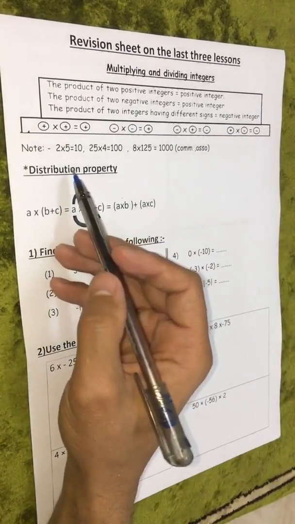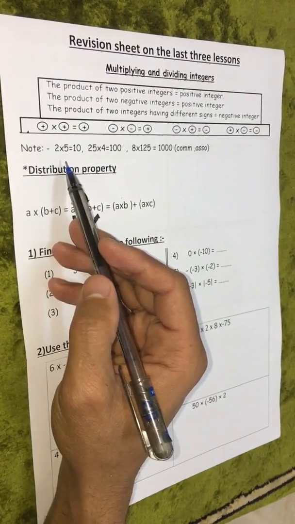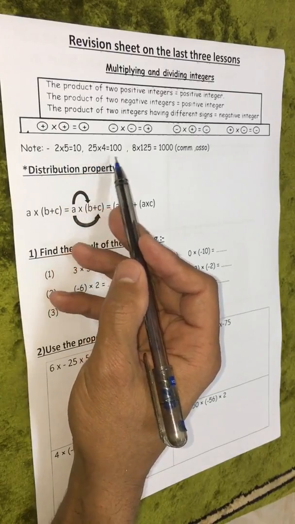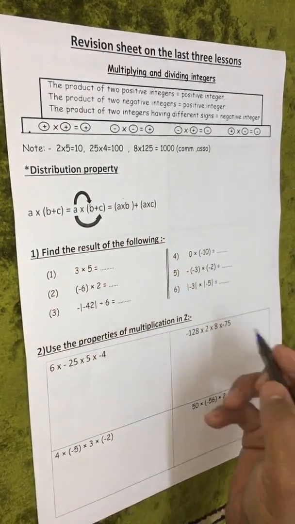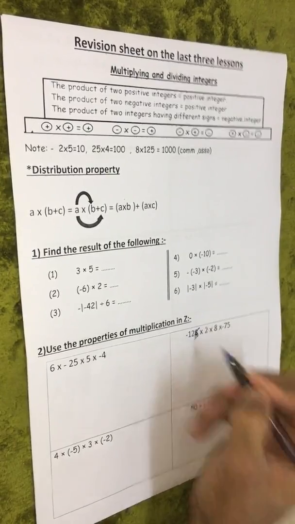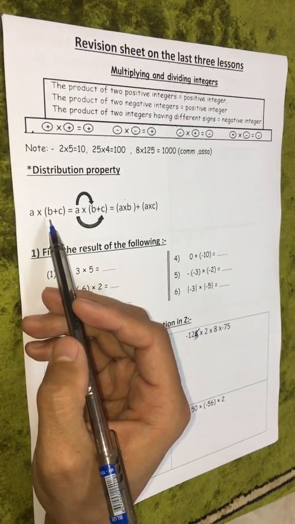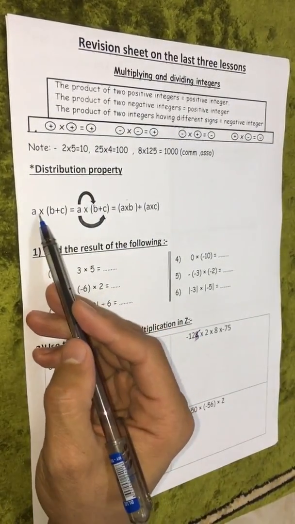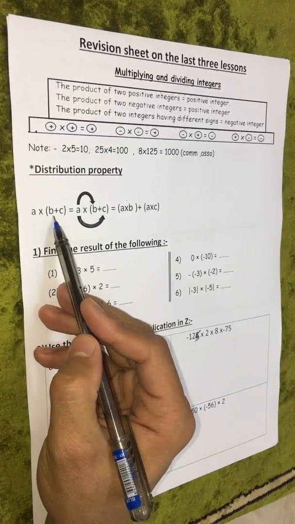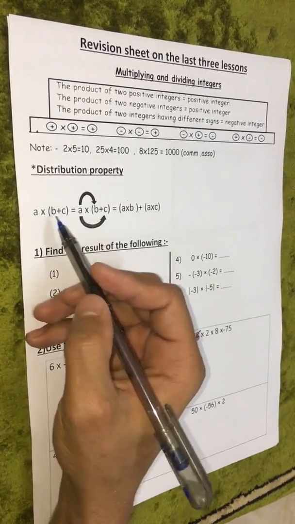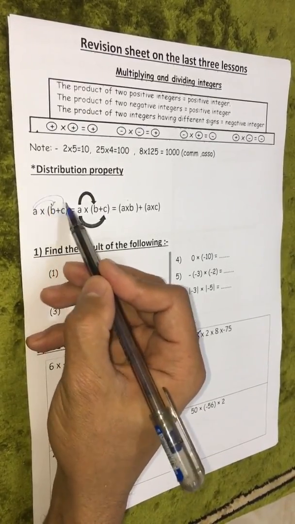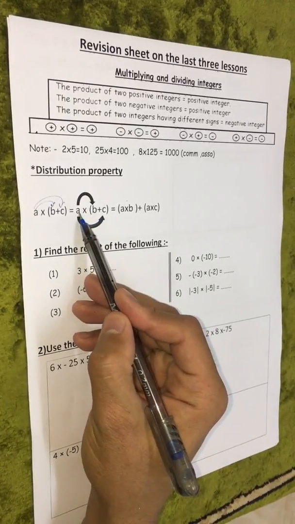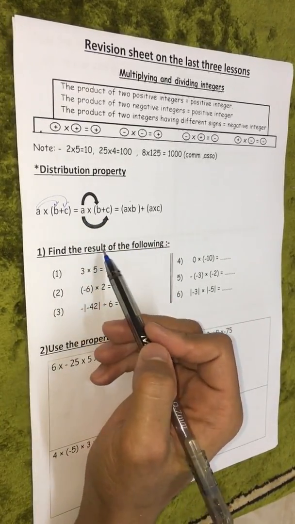Yes, the following numbers help me to use the commutative and associative properties. Like 2 by 5 equals 10, 25 by 4 equals 100, 8 by 125 equals 1000. Next, the distributive property is the most important property in the properties of multiplying. If we have a number multiplied by a bracket with plus or minus inside, you will distribute this number to the numbers inside the bracket like this: 2 by b plus 2 by c, like the following example.